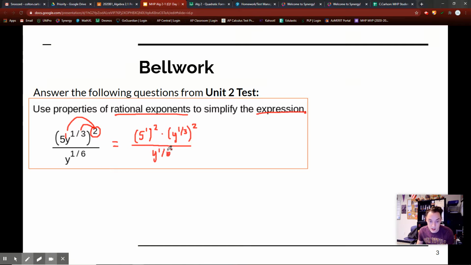Okay? So when I start simplifying this, well, I multiply these. This is truly a power to a power. So if I take a power to a power, what that equals is multiplication.